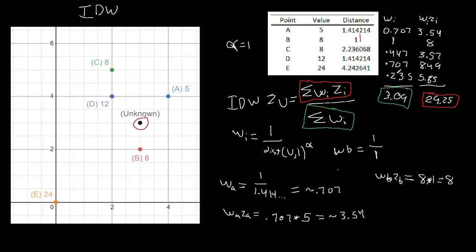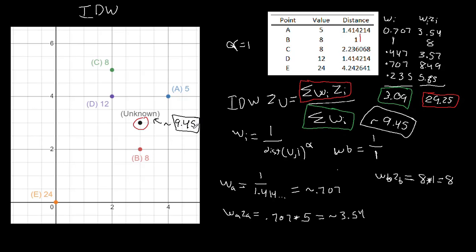Hopefully you're with me so far. The last thing we need to do is we need to then take and divide this number by this number. The sum of WZI divided by the sum of the weights. And if you do that, you're going to get approximately 9.45. So to sort of put that over here, the unknown value is going to be approximately 9.45.